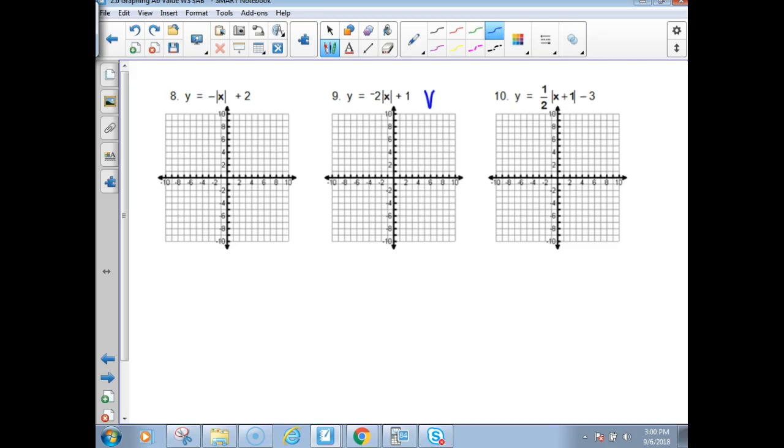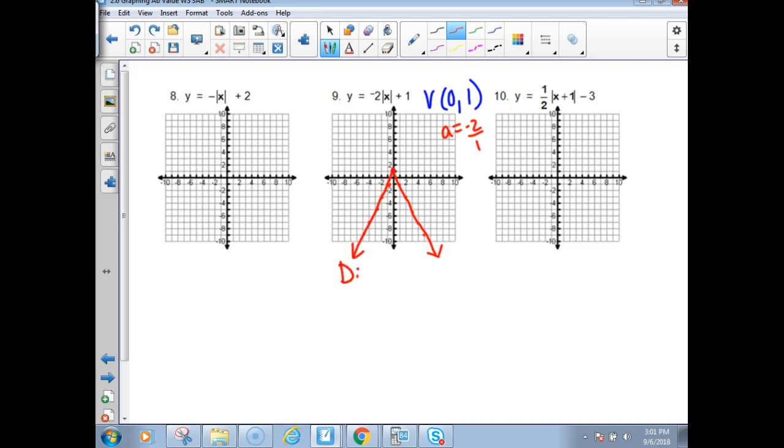The vertex of this one is going to be at 0, 1. So I go to 0, 1 on the y-axis. The a value is negative 2. Treat it like a slope. Go down 2, right 1, down 2, right 1, and make as many as you can fit. That's your right branch. Okay, then go down 2, left 1 for the left branch. And that's the graph of that one.